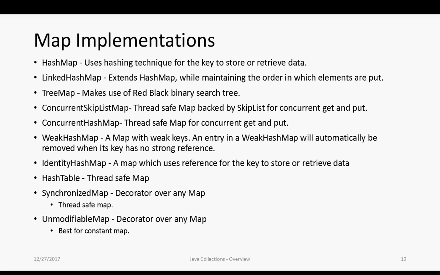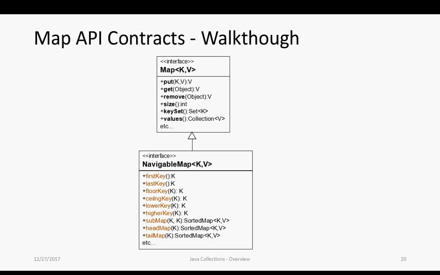reference checking for equality. Hash table is a thread safe map. Synchronized map is a decorator over any map implementation. Unmodifiable map means that once you create the unmodifiable map, you won't be allowed to add or remove. Doing so may throw an unsupported operation exception.